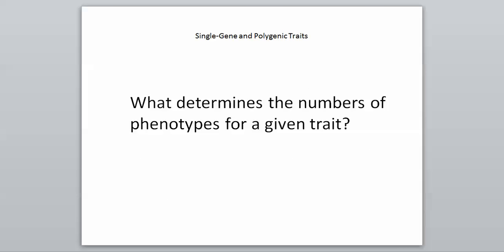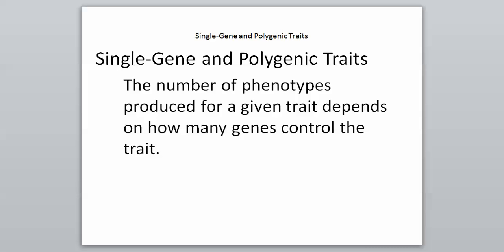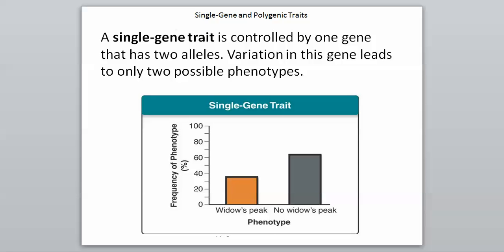And so now, to wrap up today, we're going to look at what determines the numbers of phenotypes for a given trait. So the number of phenotypes, so again, the number of different physical appearances there can be, produced for a given trait depend on how many genes control the trait. And so a single gene trait is only controlled by one gene that has two alleles. So variation in this gene leads to only two possible phenotypes.